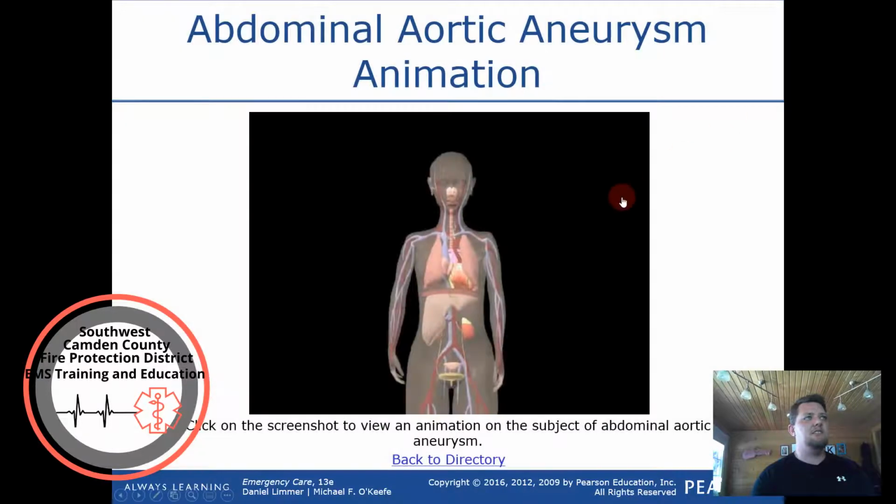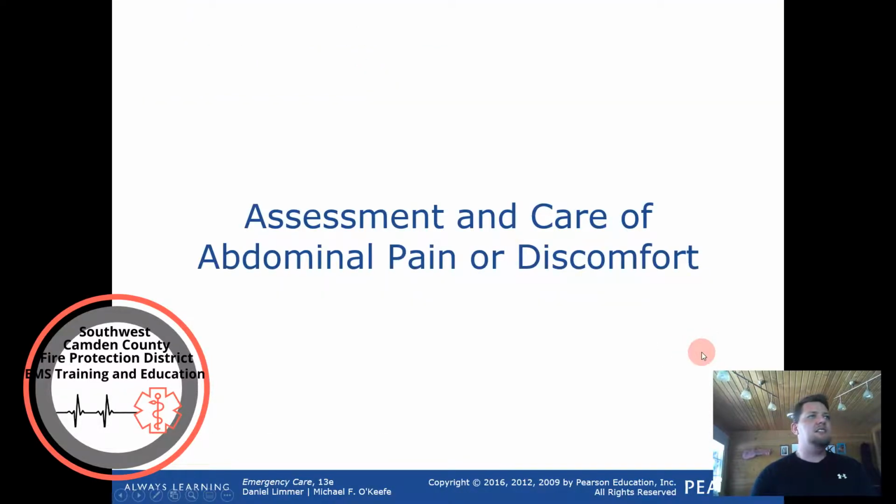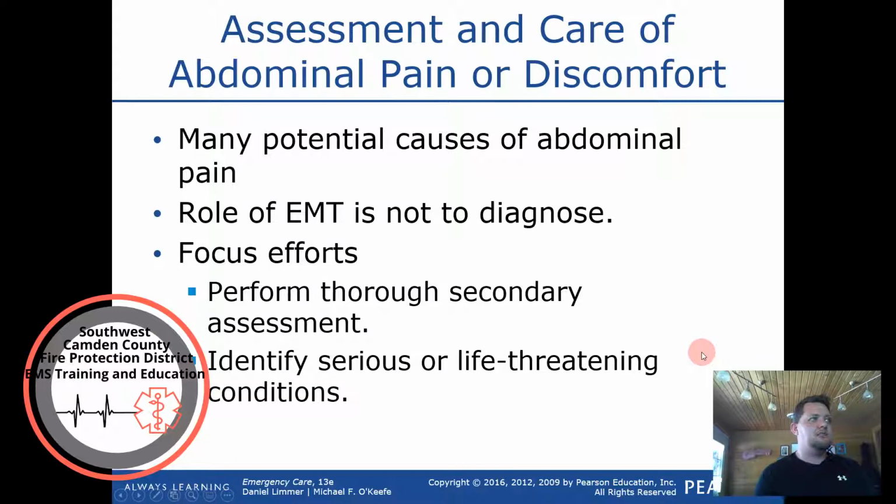Okay, so I hope that makes a little bit more sense on how an abdominal aortic aneurysm works. So, all right, assessment and care of abdominal pain and/or discomfort. There are many potential causes of abdominal pain. It's not necessarily for us to diagnose that abdominal pain because there are so many things it could possibly be. We want to be on the right track and make sure that what we're treating them for is the right plan of care and the right treatment course.